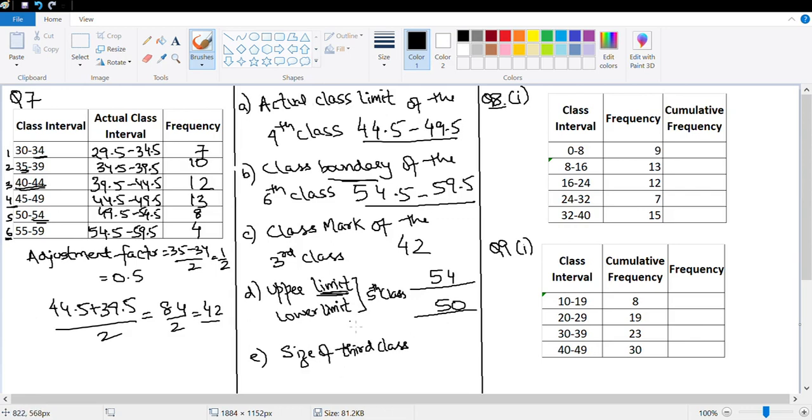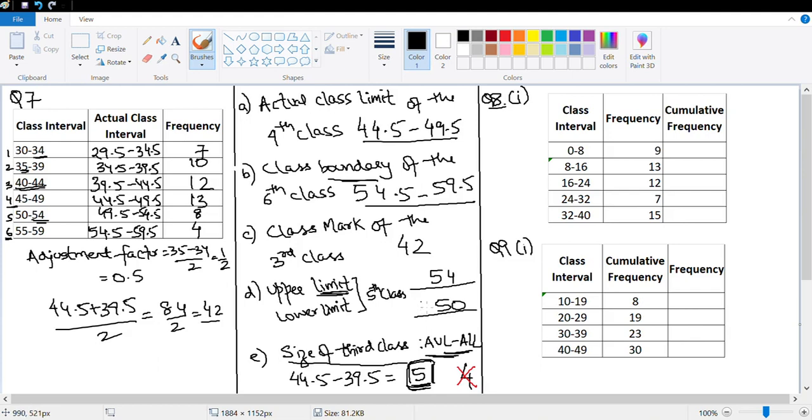So what is the size of the third class? So size of my third class, which is between 40 and 44. Now if you remember what I taught you earlier, size is always actual upper limit minus actual lower limit, right? So in this case, for the third class, it will be 44.5 minus 39.5, which is 5. Please note that had you done it without the actual one, your answer would have been 4 and your answer would have been completely wrong, right? Completely wrong. You always calculate class size from actual upper limit minus actual lower limit.